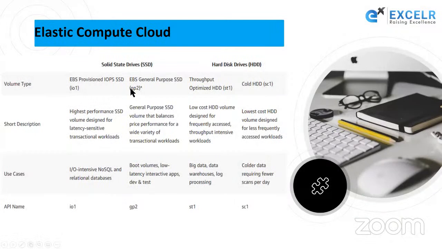Now there are different types of EBS volume. I just talked about one based upon the technology which is used: solid state drive and hard disk drive. Solid state drives, as the name suggests, use a chip to give you the function of storage, whereas a hard disk drive has a moving part. And this is what we have in our laptops and desktops.